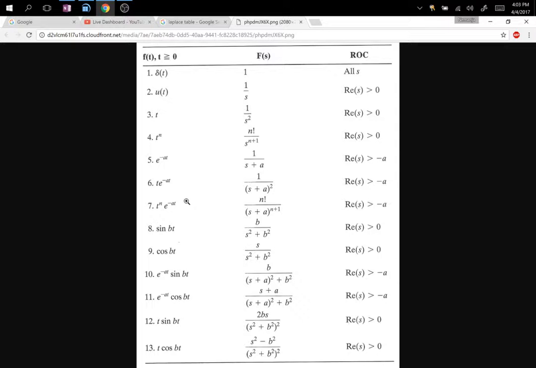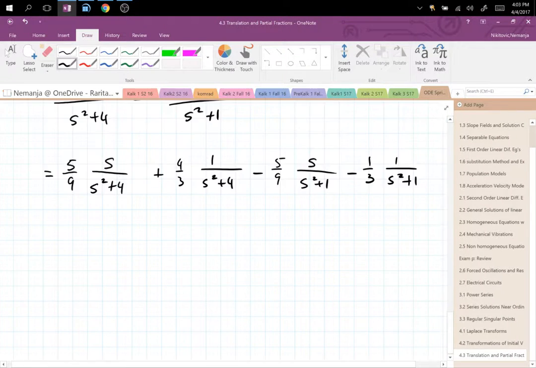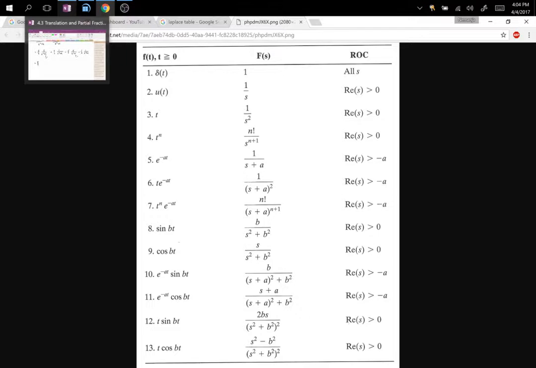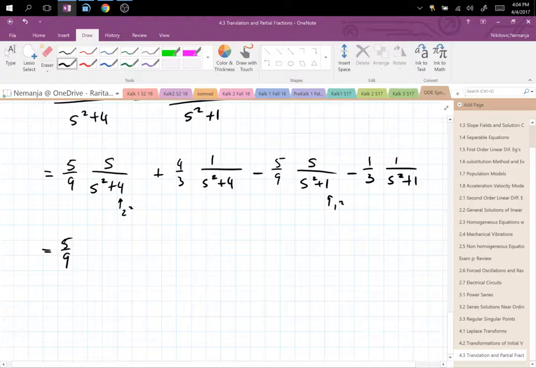All right, so 5 over 9, this is 2 squared, and this is 1 squared, right? So the one with s is the cosine, and the one with the number is the sine. So the one with s is a cosine. That's the cosine of 2t.